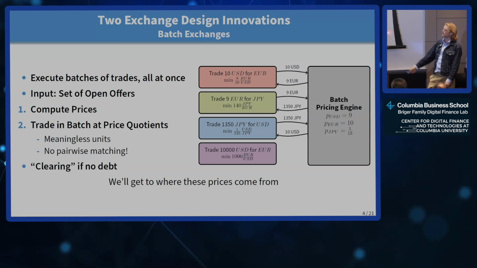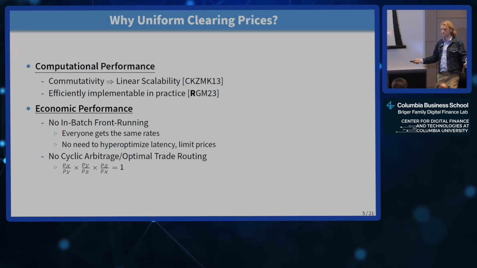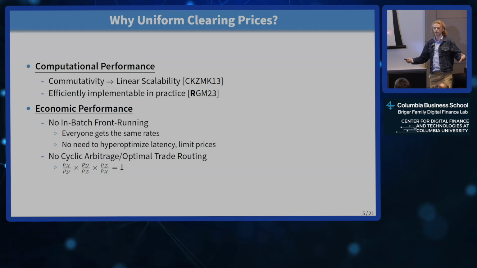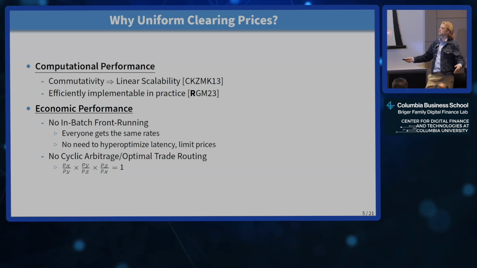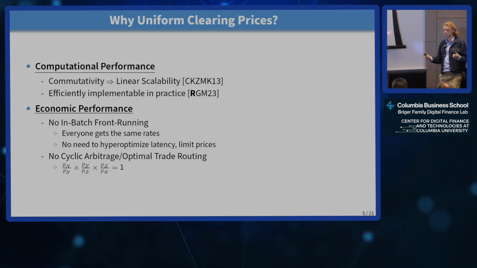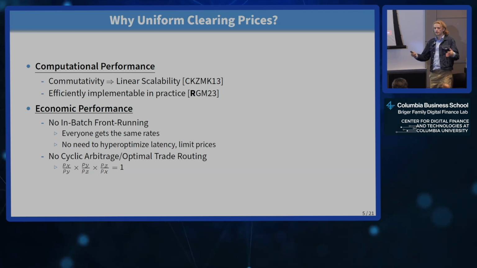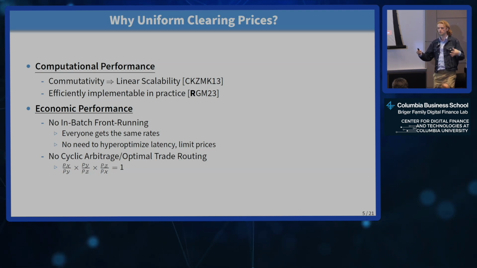I'll get to where these prices come from, but why is this nice, especially in the blockchain setting? Well, once we have these prices, all the rest of the work of running an exchange is effectively parallelizable. So you can actually implement this efficiently in practice, and it turns out that both asymptotically and empirically, you can compute these prices efficiently. On the economic side, if everyone in a batch gets the same prices, then you eliminate a common class of front running that's especially prevalent in decentralized exchanges. I can't reorder trades for my own benefit, essentially.